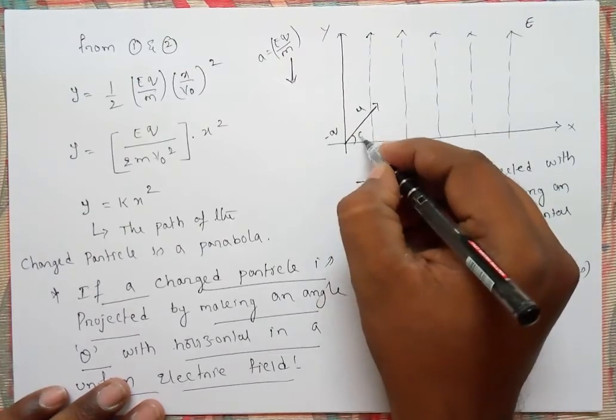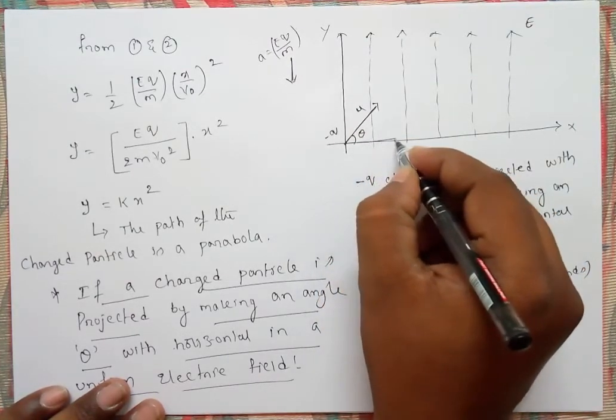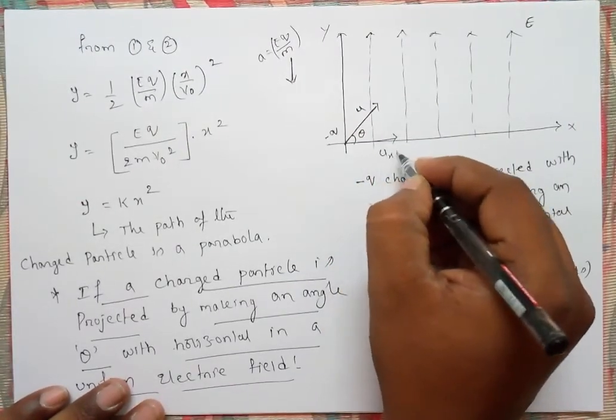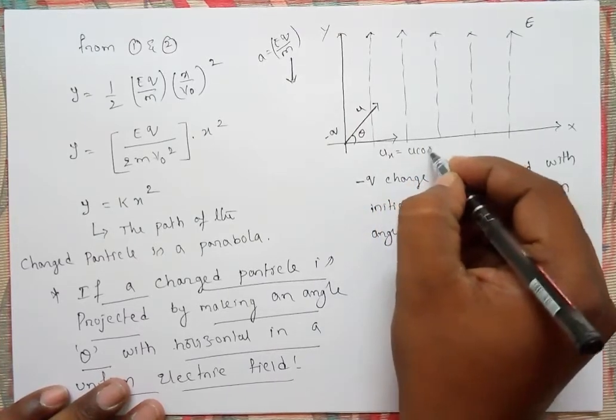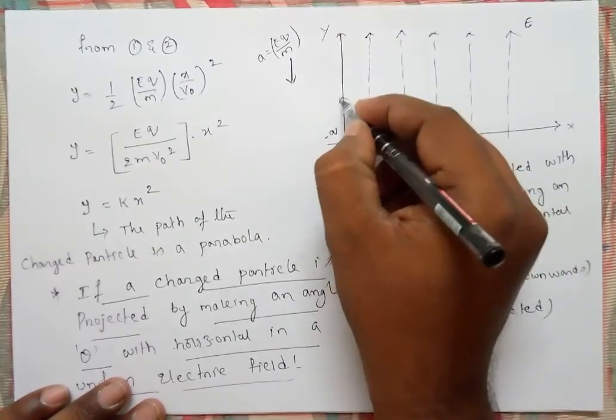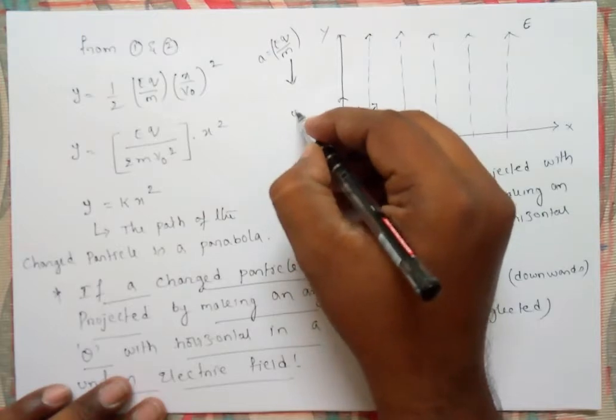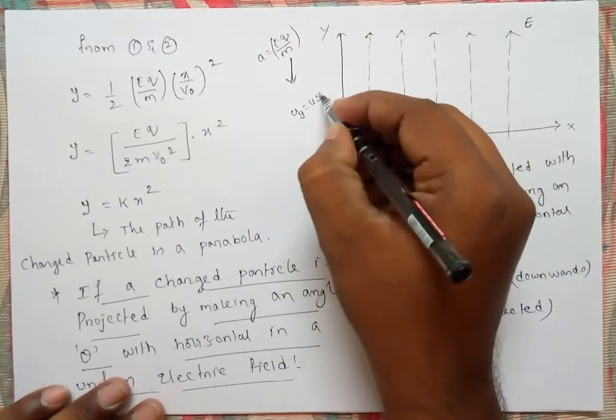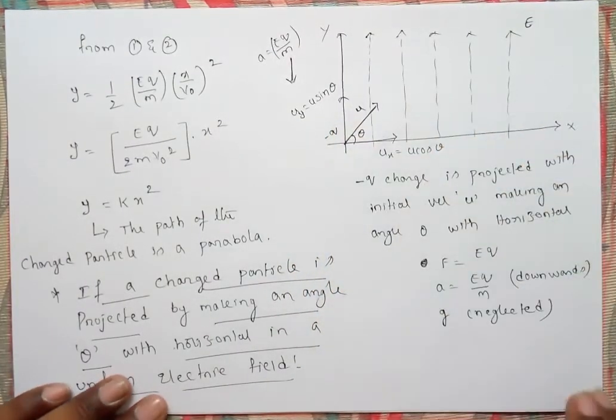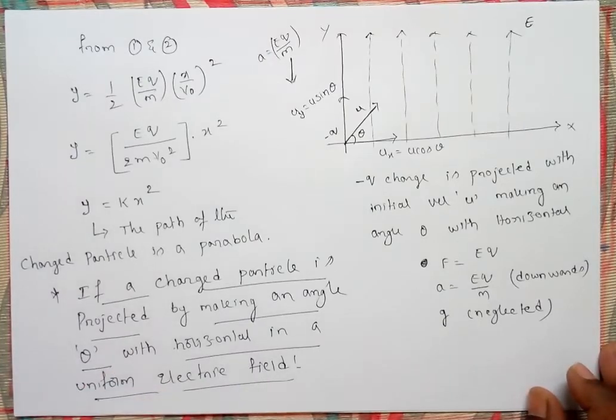Now if it is projected with an angle theta, then ux is u cos theta, and uy is u sin theta. Ux is u cos theta, uy is u sin theta.